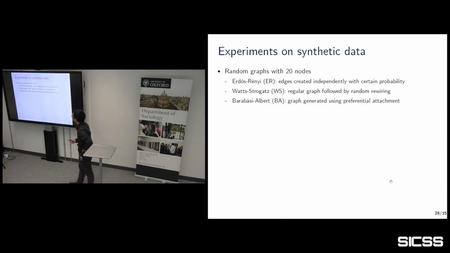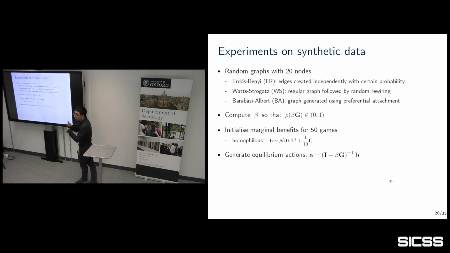So we test this idea in both synthetic and real-world data. These are basically the different types of topologies that you mentioned. These are random graph models that are typically studied in network science. They capture different types of connectivities. What we do is first generate a ground truth random network. Then we use this idea to compute an action based on a simulation of the homophilous marginal benefits, which is assumed to be a Gaussian distribution here. So we get G, we compute the B following this, and then we get A, and then we use the algorithm to infer G and B from A. That's the basic procedure.